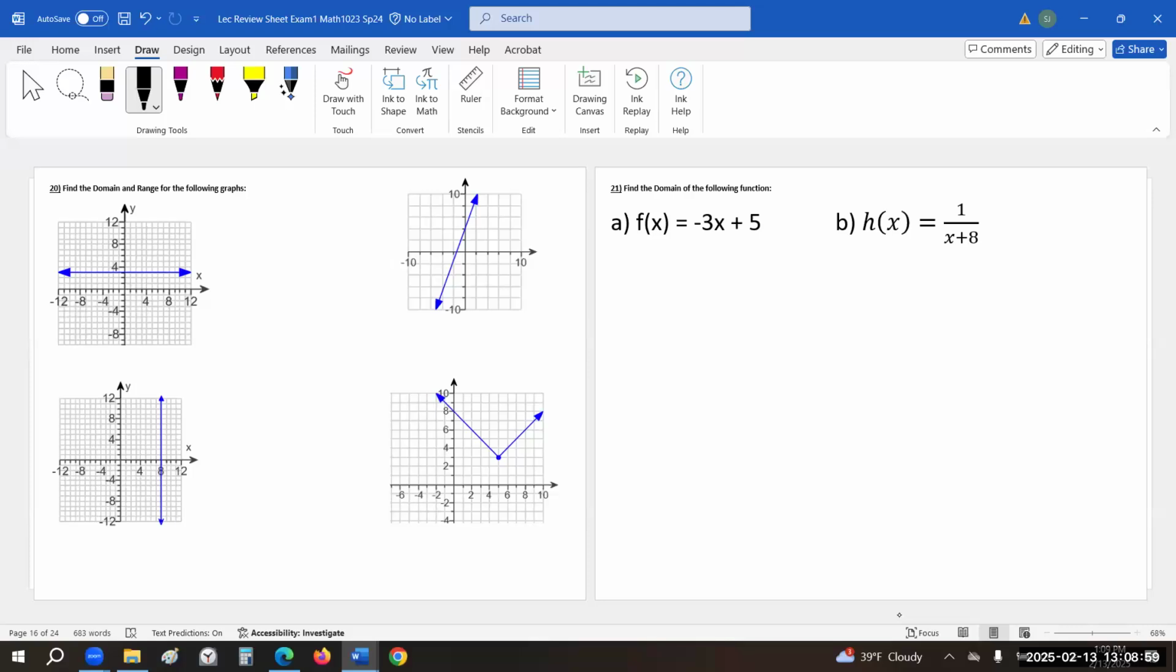Let's start with something easy. Question 20. Let's say this one. Domain. Domain represents what? X or the Y? X. And range represents what? Y.